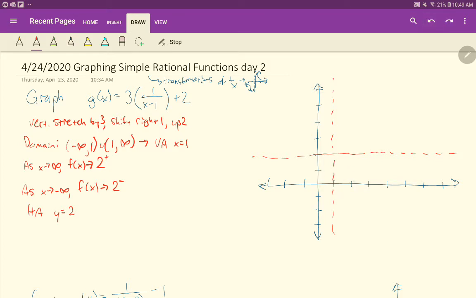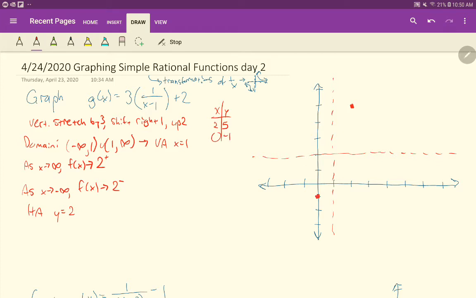So I'm just going to plug in 2 here. Make a little t-chart. So I plug in 2. Let's see here. 2 minus 1 is 1. 1 over 1 is 1. 3 times 1 is 3. Plus 2 is 5. So 2, 5: 1, 2, 3, 4, 5. Point right there. Okay, and then plug in 0 as well. 0 minus 1 is negative 1. 1 over negative 1 is negative 1. 3 times negative 1 is negative 3. Plus 2 is negative 1. So 0, negative 1. And there's our point right there.